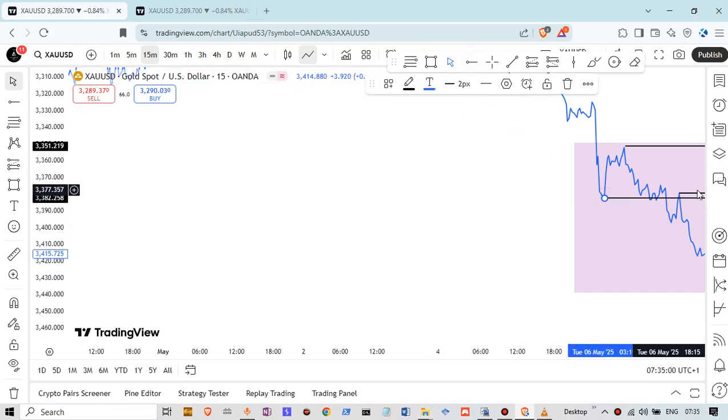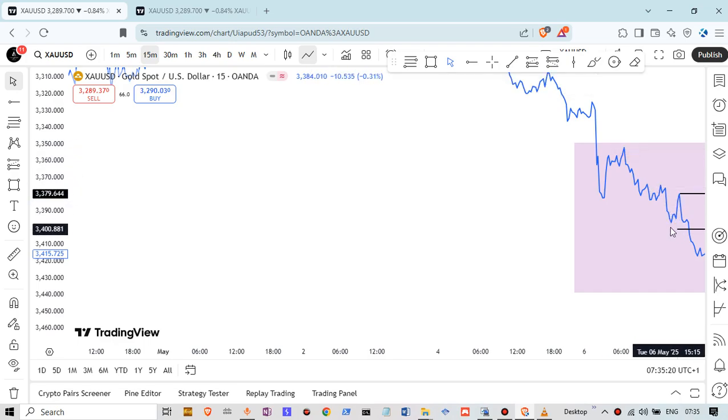Let me delete this first. I want to make it as simple as possible for you to understand. So it formed this high, it came down and broke this one. Okay, that is good to show that there's a break of market structure to the downward side. Then the next thing is not a new high, sorry, a new low rather. A new low that is forming lower, a lower low that was broken on the downward side.